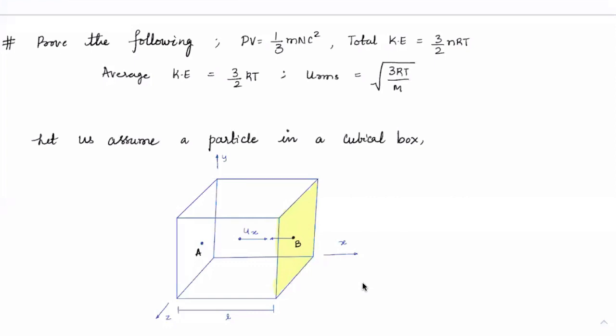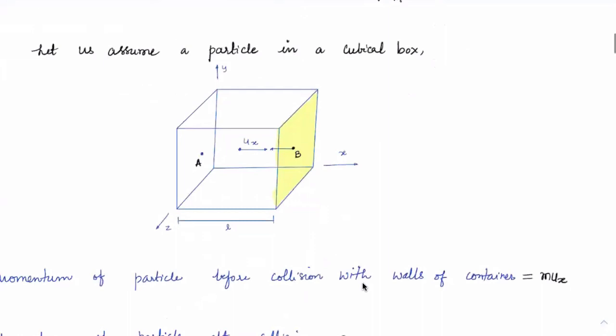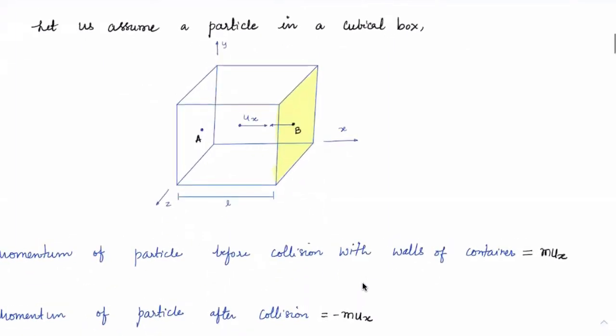See, using kinetic theory of gases, we should be able to predict or prove that PV is equal to 1/3 mnc². Average kinetic energy will turn out to be 3/2 RT, and RMS speed will come out to be root of 3RT by M. Okay, we can derive that using this simple fundamental.